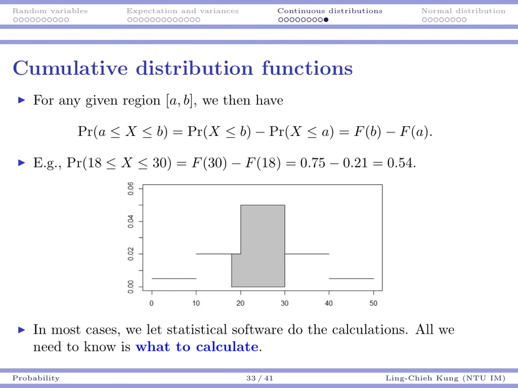Similarly, if we want to calculate the probability for x to be within an interval, what should we do? We use the CDF at b minus the CDF at a, right? Because then it's this particular area minus this particular area. Like if we want to calculate the probability for x to be within 18 to 30, then it's simply F of 30 minus F of 18. And then simple calculations give us 54%. We can do the calculations for any interval.